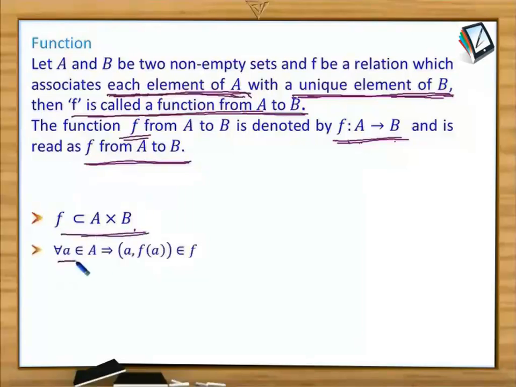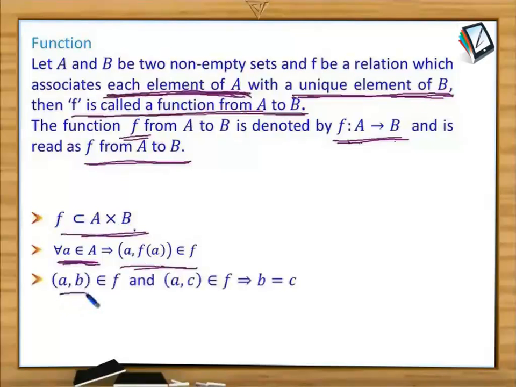Next, for all a belongs to A, remember the definition, each and every element that is present in A, there is an f(a) such that the ordered pair (a, f(a)) is an element of A cross B, which is a superset of f. Then if (a, b) and (a, c) belong to f, a is mapped to b and a is also mapped to c. Now look at this. Each element of A has a unique element in B. But a is mapped to b here and a is mapped to c here. Then a cannot have two different images. Therefore, the elements b and c must be equal.